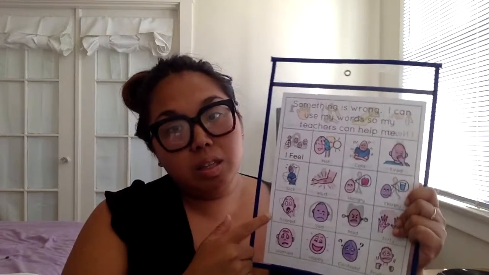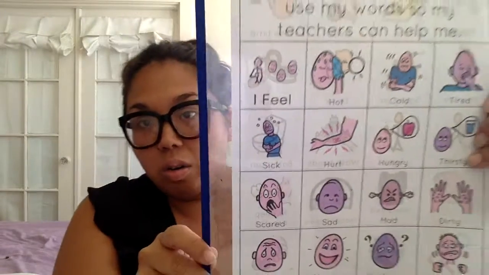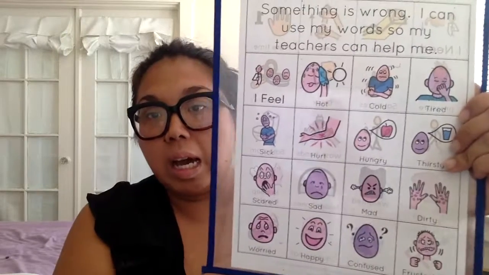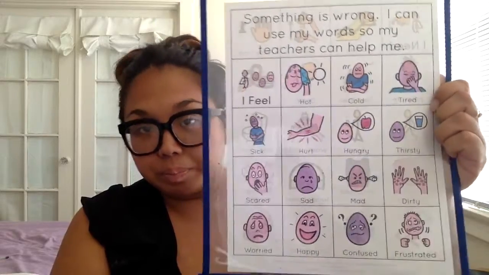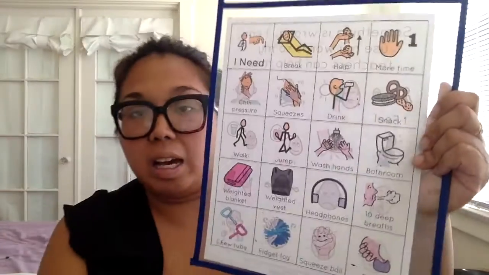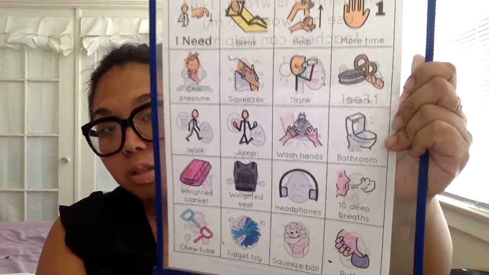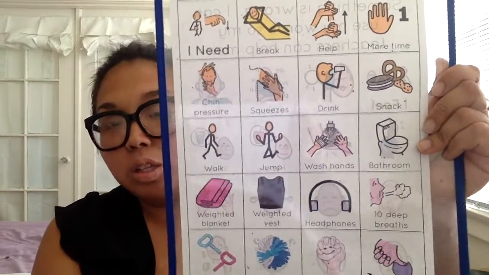So we've used these visuals in our classroom. If you were in my class last year, your child is probably familiar with this visual because it's something that we use throughout the year. It is double-sided. On the front, it has an I feel board, with a bunch of different emotions that the student may be feeling. And on the back, it has the I need options, which are some of the things that the students can request.